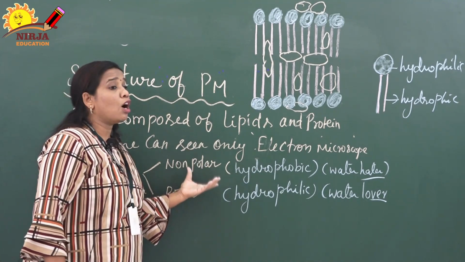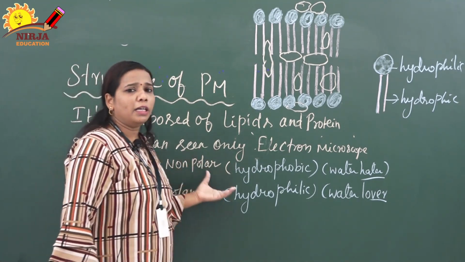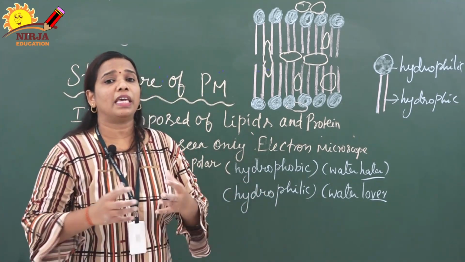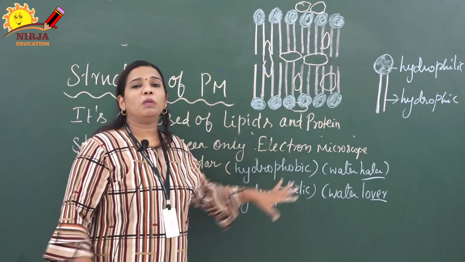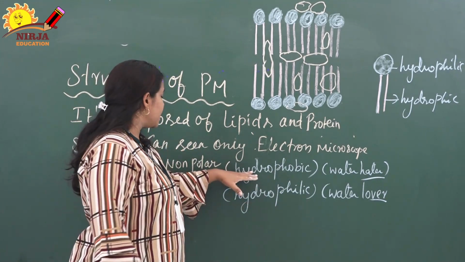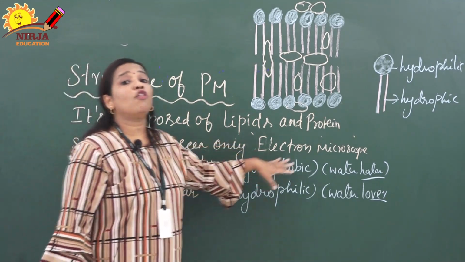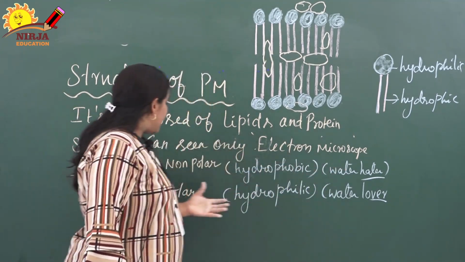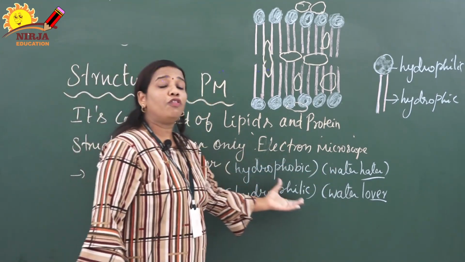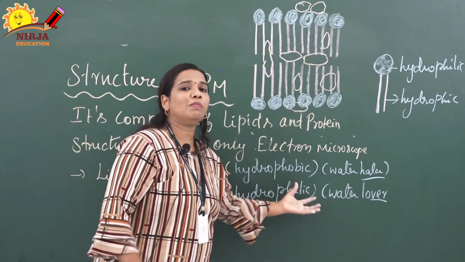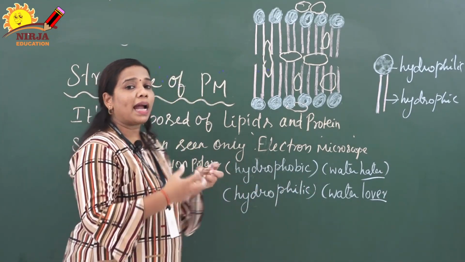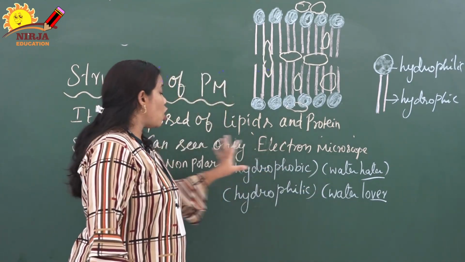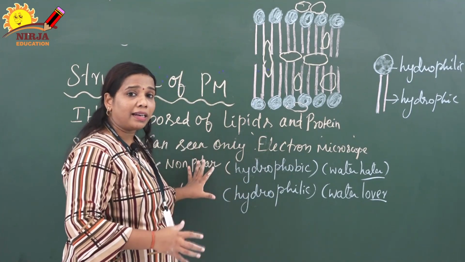What is meant by non-polar end? Non-polar end means, in scientific terms, a hydrophobic end. Hydro means water, phobic means hate or afraid. So the non-polar end is a hydrophobic end; it hates water, a water hater. The next end, the polar end, is the hydrophilic end. Hydro means water, philic means attract, so this end attracts water. We can say it is a water lover. You will study these details in your higher classes.